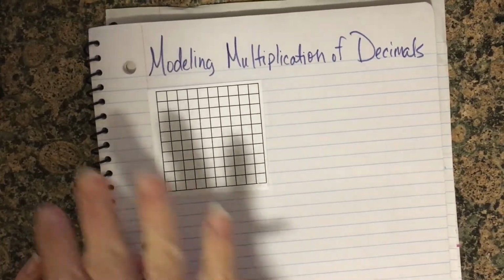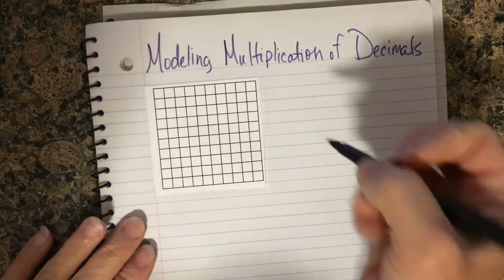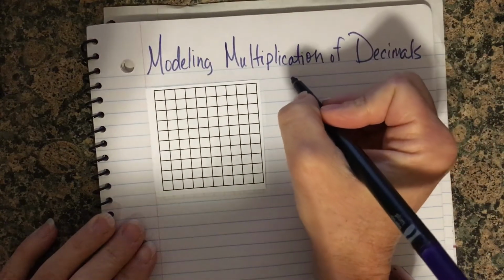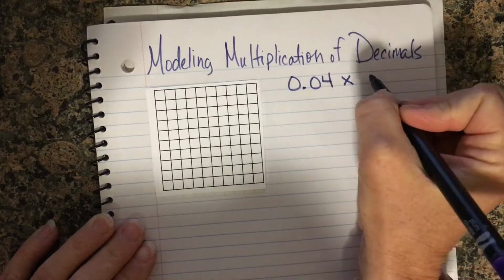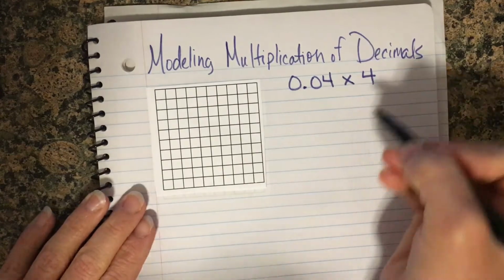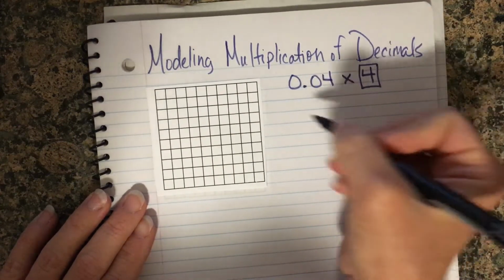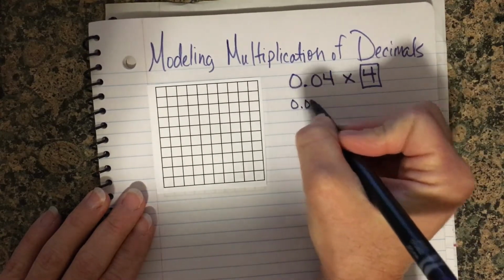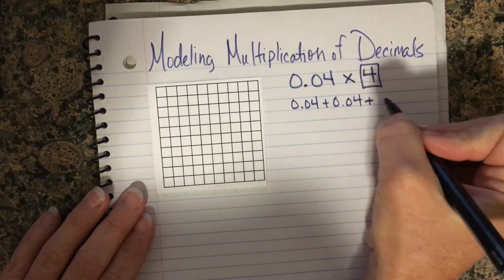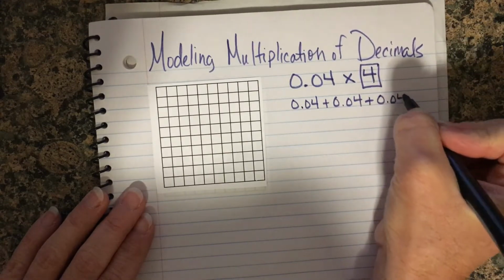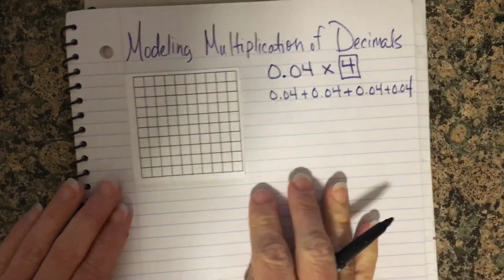In this video, I'm going to show you all the different ways to model multiplication of decimals. So first of all, we're going to talk about what it means when you multiply. If I multiply 4 hundredths times 4, when we multiply something times 4, we're just doing 4 hundredths, 4 times. So I could do repeated addition, like this, and add them all up.